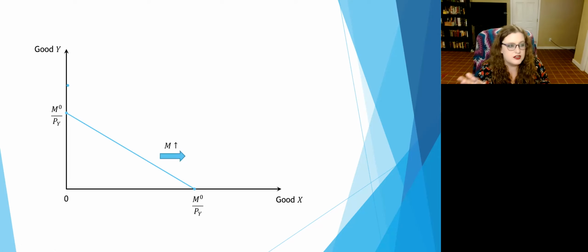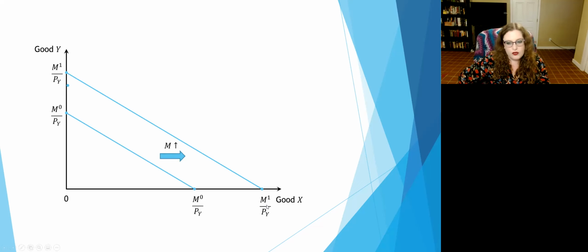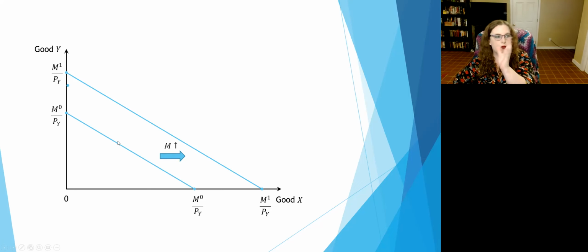Let's say that we change the amount of money. So in this case, we're going to have sort of an income effect. If you change the amount of money that people can afford, whoa, then we end up jumping. You can afford more of both goods. So we go from M0 to M1.